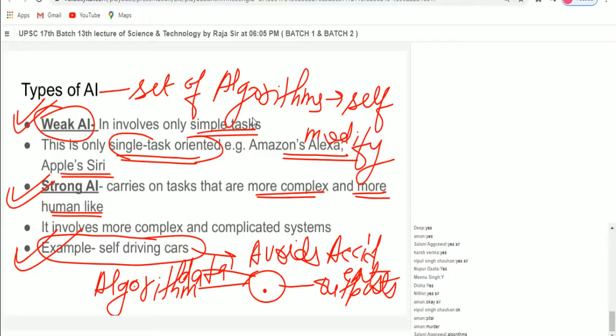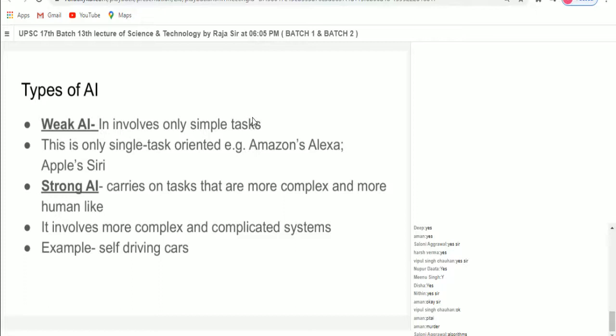कोई क्वेश्चन पूछना चाह रहा था. Sir, will CAD CAM machines be coming under strong AI or weak AI, sir? Which machines, sir? Computer aided designing and manufacturing machines, sir. Will it come under strong AI or weak AI, sir? Computer aided designing, I do not know, sir.